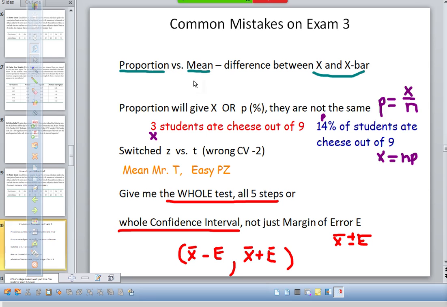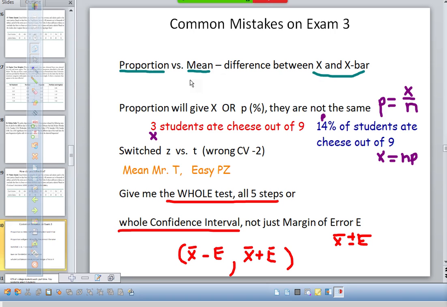When your problem literally says mean or average, that's when you have a mean. If it doesn't say mean or average, then it is not a mean. And that's how you know. A mean has to say mean or average, and has a standard deviation as well. So maybe that's how you tell the difference. ANOVA is obvious because it's 3 or more means.